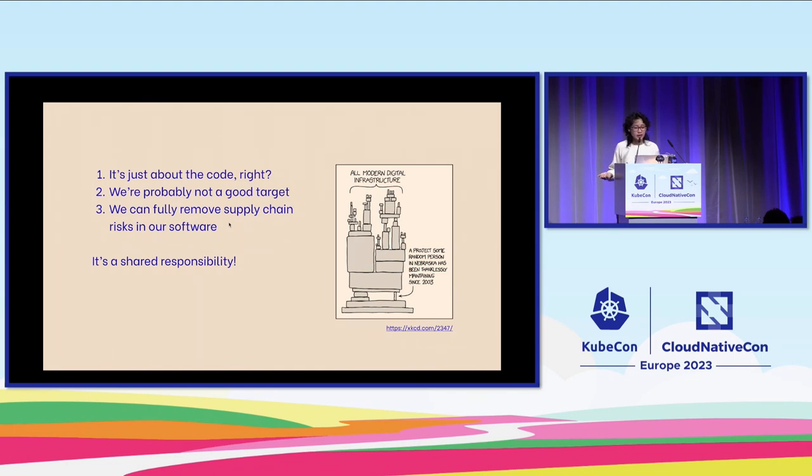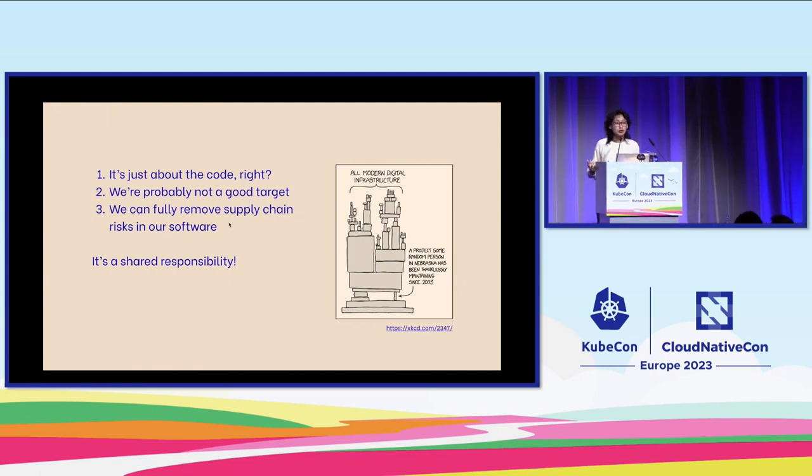The second misconception is that you might think you're probably not a good target. Sure, if you're not a crypto company, your risk profile might be a little lower or different, but that doesn't mean that you can't be used as a stepping stone in order to get to bigger targets. And then lastly, we can never fully remove supply chain risk in our software. It's really an effort of an entire ecosystem, which brings me to this XKCD picture that we've probably all seen before. It's a shared responsibility, right?